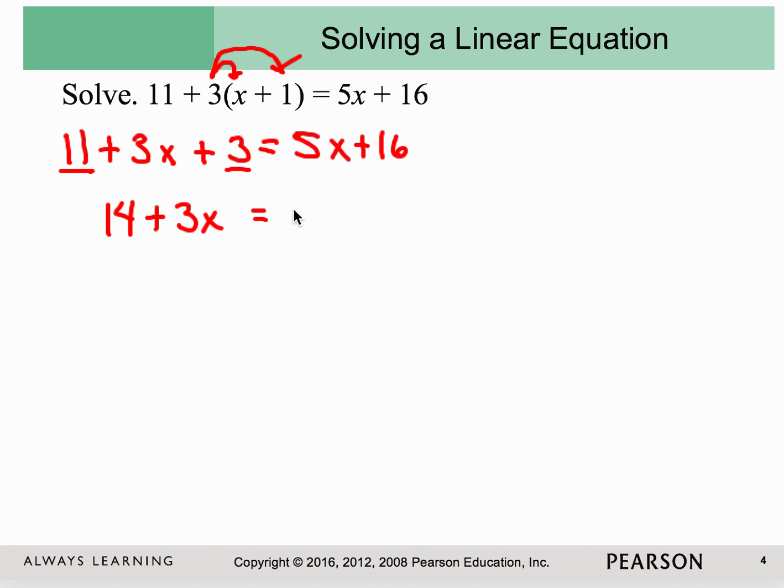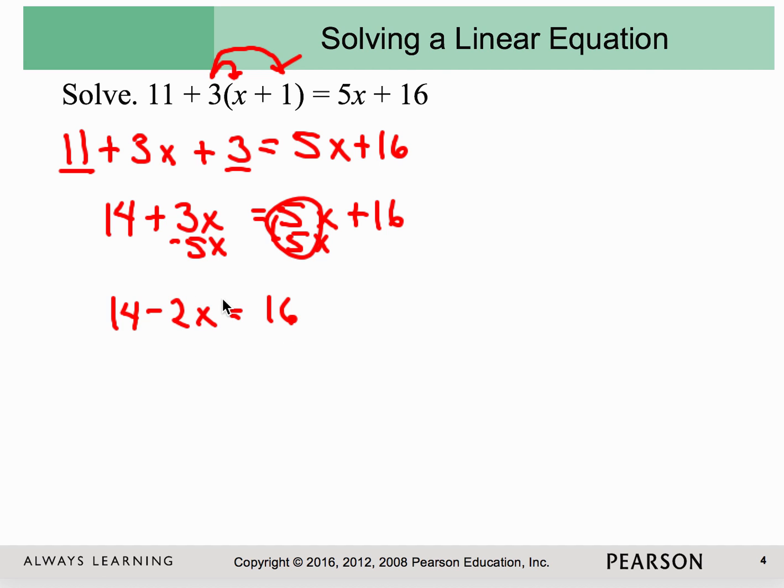On this side, there's nothing I can combine. One has a variable and one has a constant. Okay, simplify both sides. Then put all your variables on the same side, and we're going to move them to the left-hand side for now, right? Always. So I have 14, and 3x minus 5x is minus 2x equals, now that's a big fat 0, 5x minus 5x, so 0 plus 16 is 16.